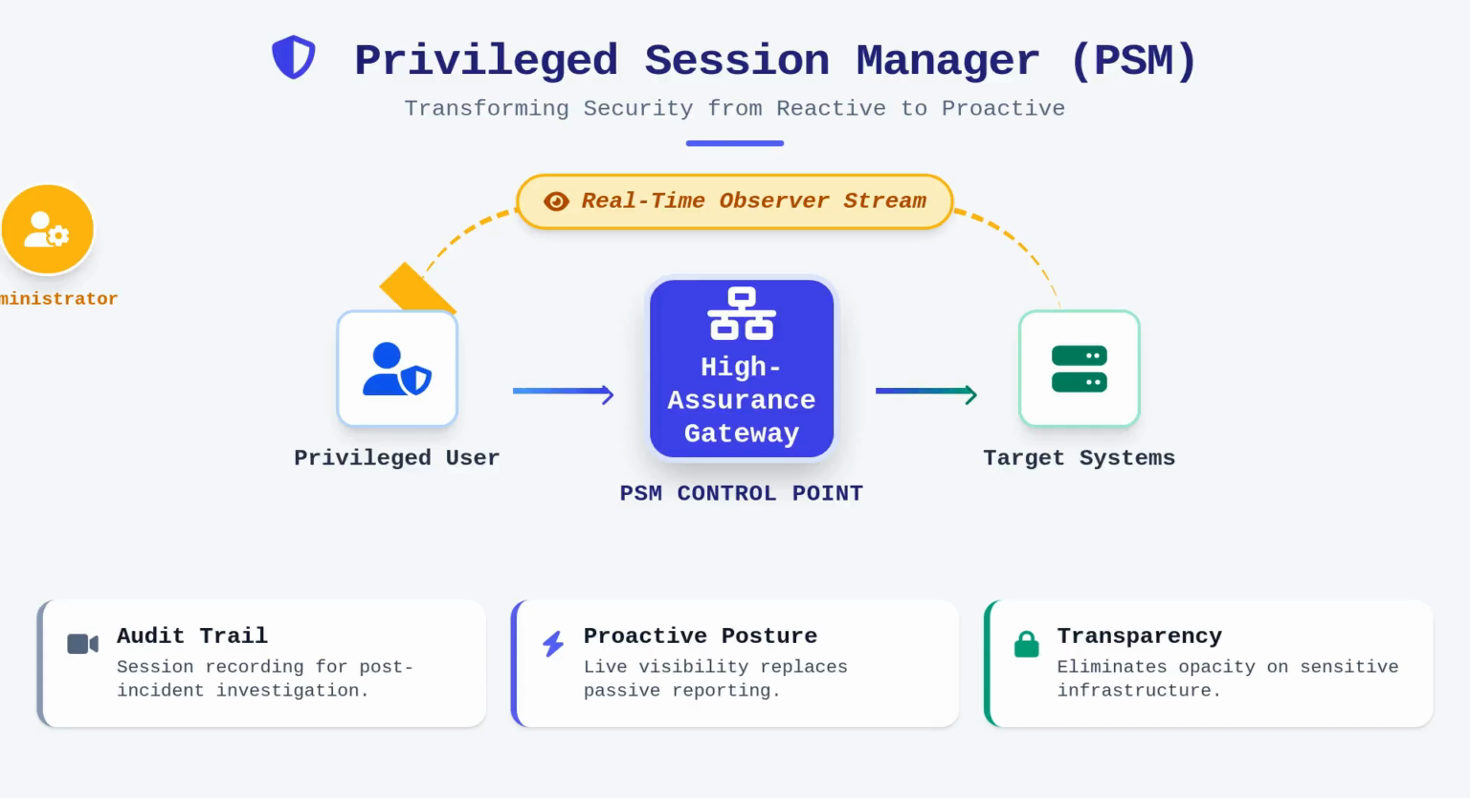This visibility is not merely a passive status report, but a functional control point where an administrator can hover over a live session to initiate a connection. By selecting to watch a session, you are initiating a parallel observer stream that allows you to see exactly what the privileged user sees in their active window. This capability is essential because it removes the opacity of the connection, ensuring that administrative actions remain transparent and accountable while they are being performed on sensitive infrastructure.